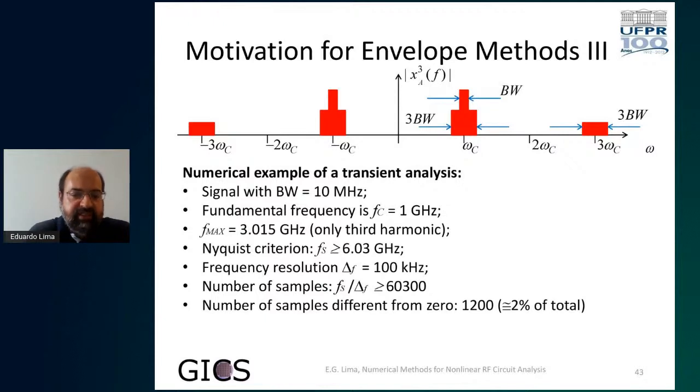In a transient analysis, to comply with the Nyquist criterion, the sampling frequency must be set equal to at least 6.03 gigahertz. In the transient analysis, the number of samples to be simulated is given by the ratio between the sampling frequency FS and the desired frequency resolution, delta F. In case of a frequency resolution equal to 100 kilohertz, using the minimum sampling frequency, the number of samples to be simulated is about 60,000 samples.